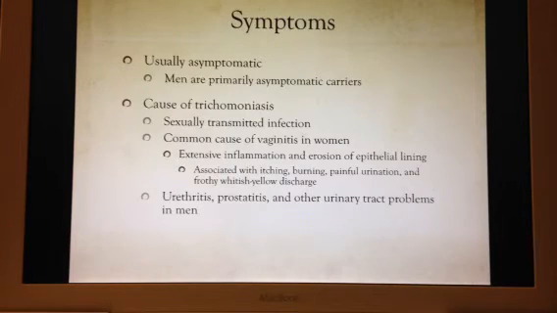Trichomoniasis is a sexually transmitted infection and is the common cause of vaginitis in women. Vaginitis is the extensive inflammation and erosion of the epithelial lining of the vagina and is associated with itching, burning, painful urination, and frothy whitish-yellow discharge. Although men are primarily asymptomatic carriers, they can occasionally experience urethritis, prostatitis, and other urinary tract problems.